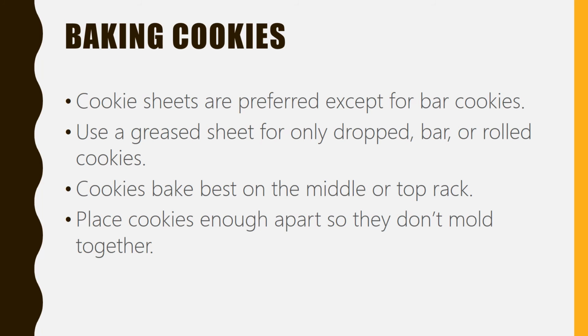When it comes to baking cookies, cookie sheets are preferred except for bar cookies. Use a greased sheet for only dropped, bar, or rolled cookies. Cookies cook best on the middle or top rack. Place cookies far enough apart so they don't meld together when baking.